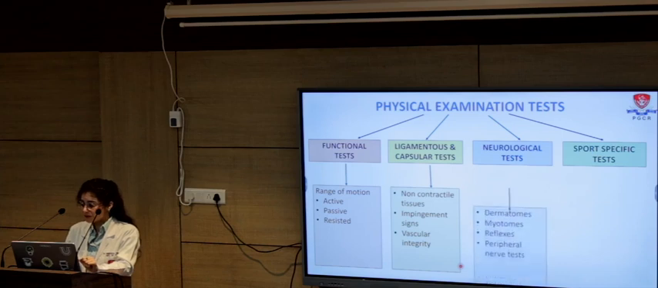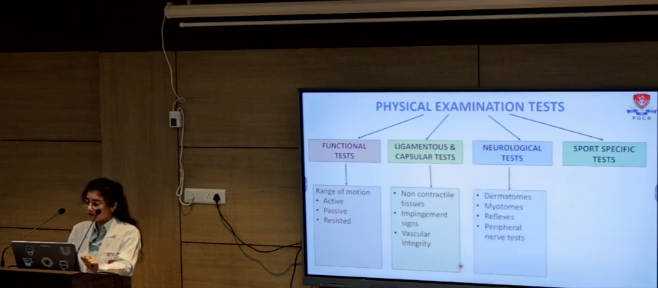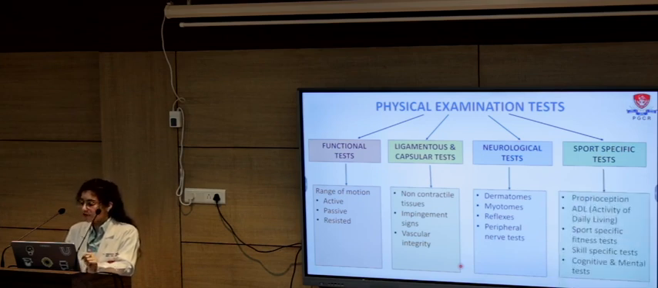The third set is neurological test. This assesses the nervous system using dermatomes, myotomes, reflexes, and peripheral nerve testing. Finally, we use sport-specific tests, which include proprioception, activities of daily living, and skill-based tests tailored to athletes' particular sport.